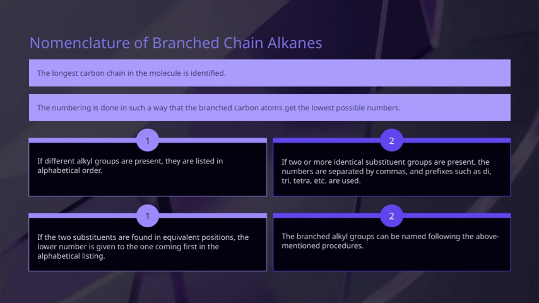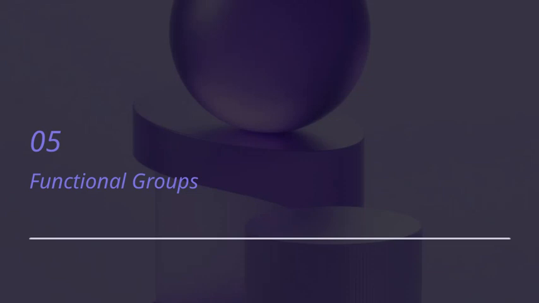Finally, identifying the longest carbon chain in the molecule is essential because it forms the basis of the parent name. All these rules together help us systematically and accurately name branched chain alkanes, which is fundamental to understanding their structures and properties.